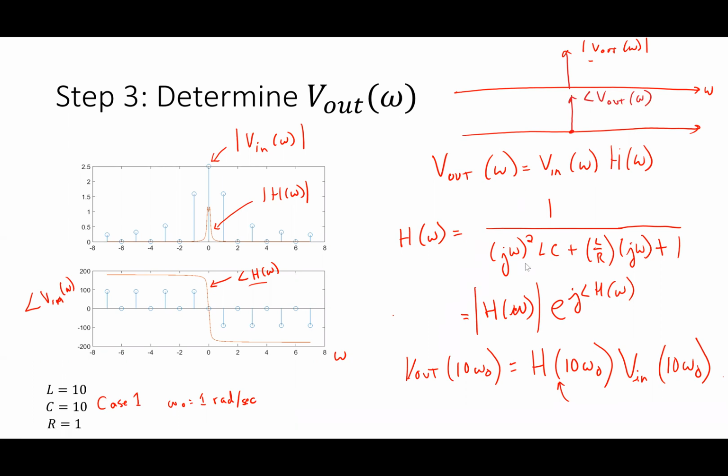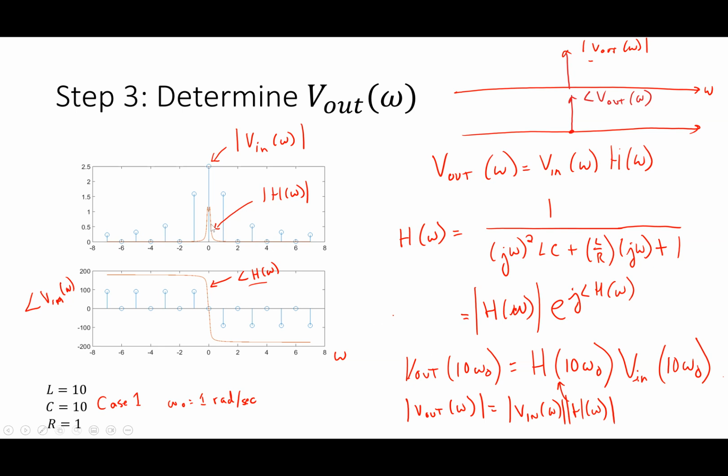What you'd say is that, because I've got complex numbers multiplying each other, the magnitude of V out of omega is equal to the magnitude of V in of omega times the magnitude of H of omega. In other words, their magnitudes multiply each other, right? So at low frequencies, my magnitude of H is approximately 1. And as I get to higher frequencies, the magnitude of H is approximately 0. So to figure out the magnitude of the output at any given frequency, I just multiply those two magnitudes together.